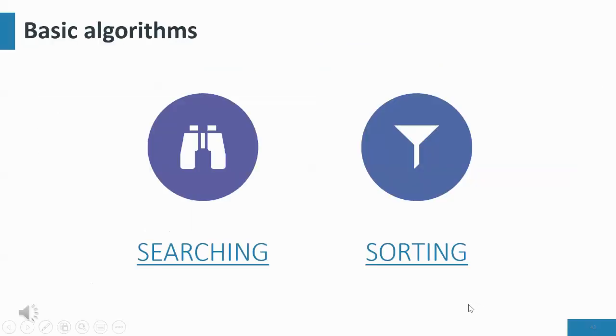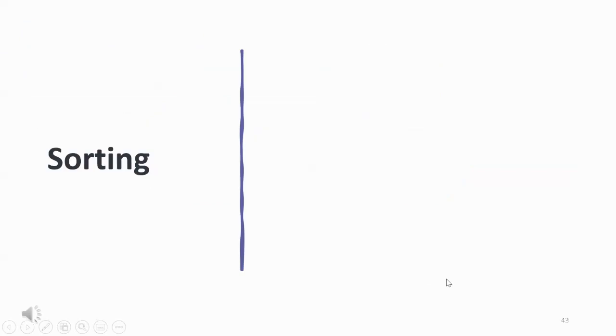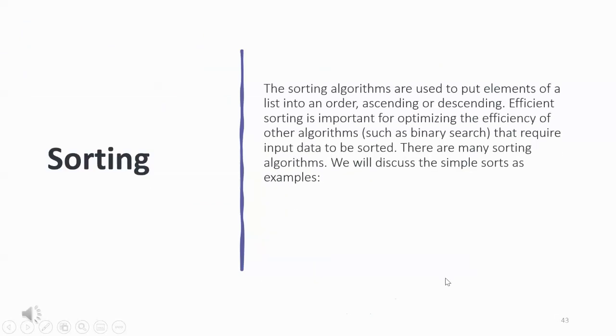Now we discuss sort algorithms. The sorting algorithms are used to put elements of a list into an order, ascending or descending. Efficient sorting is important for optimizing the efficiency of other algorithms, such as binary search, that require input data to be sorted. There are many sorting algorithms. We will discuss the simple sorts as examples: insertion sort and selection sort.